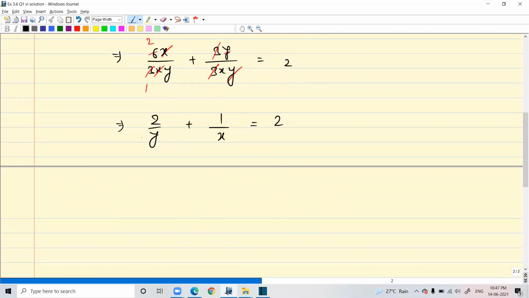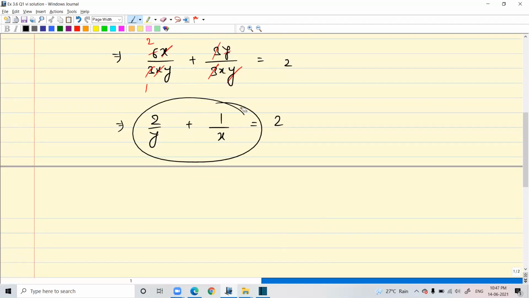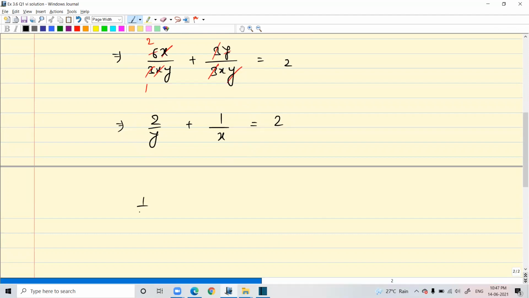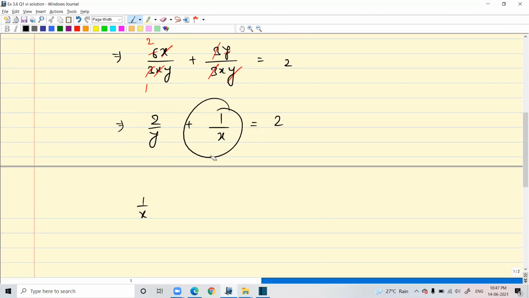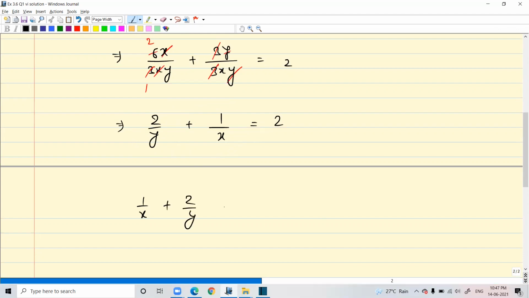Since we are used to writing things in alphabetical order, I would prefer to rearrange this one, write 1 by x first and then 2 by y. So it will be 1 by x plus 2 by y is equal to 2. So this is what I'm going to call my third equation.